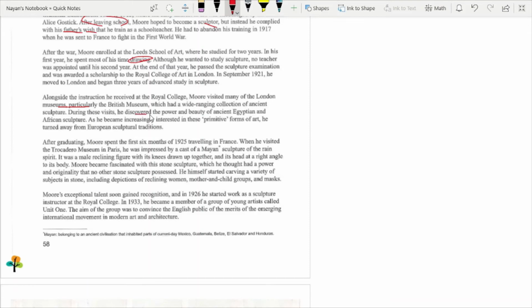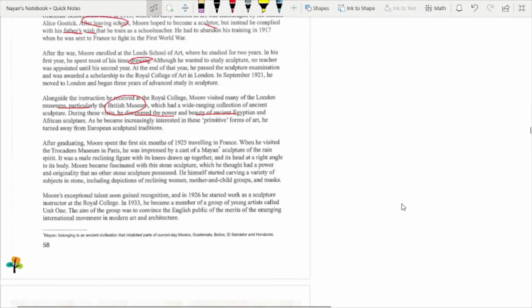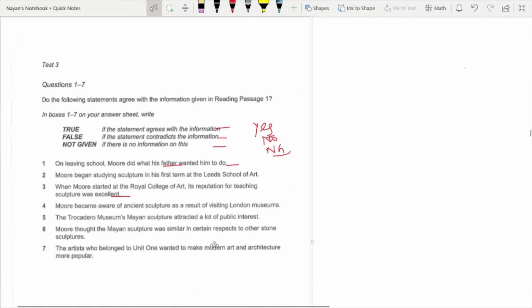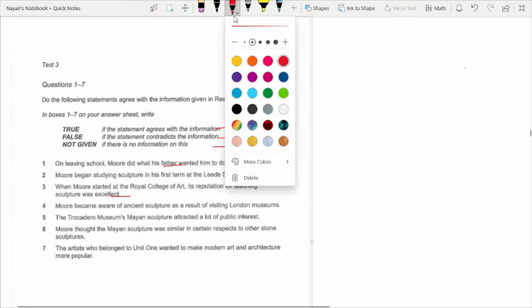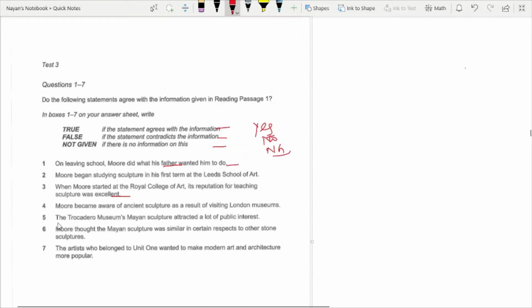During these visits, he discovered the power and beauty of ancient Egyptian. So he has learned a lot of things because he visited this British Museum in London. So yep, it's completely matching the information that is there, right? So this is going to be true, exactly. Now let's move to the next question.